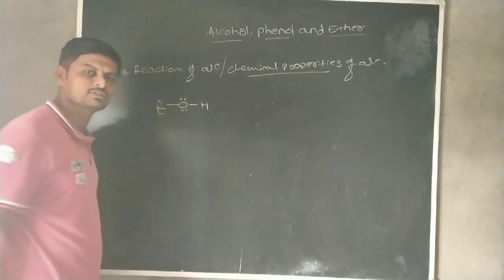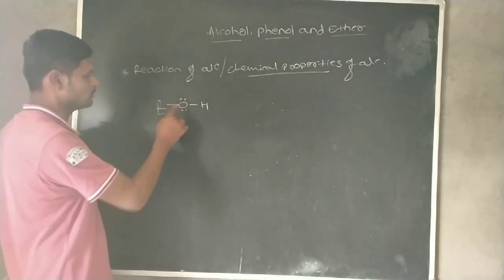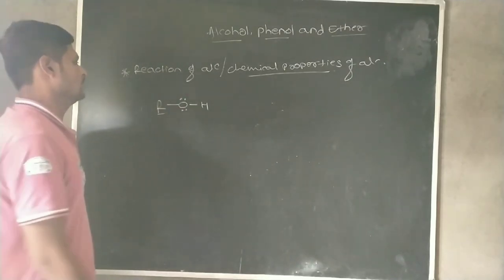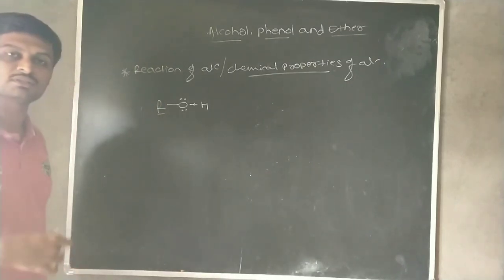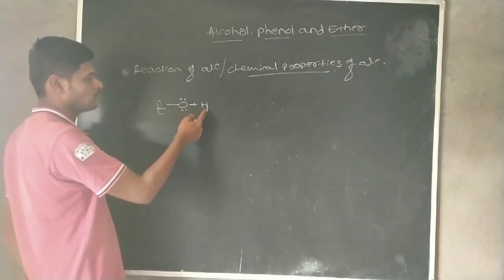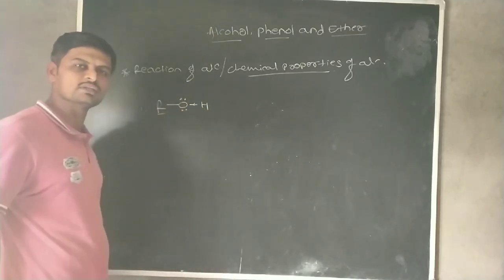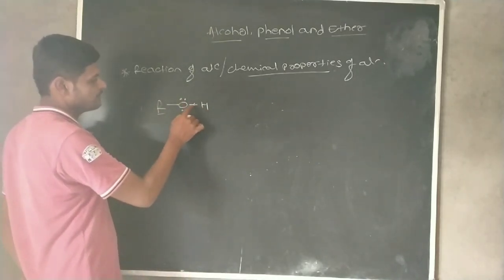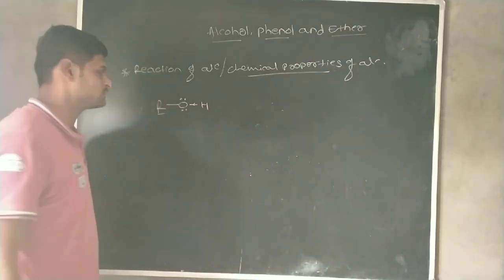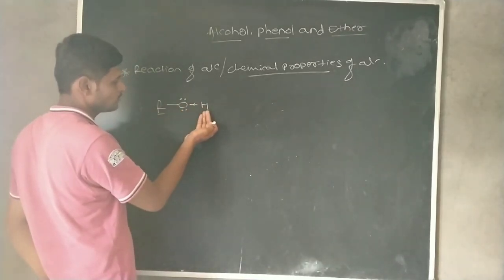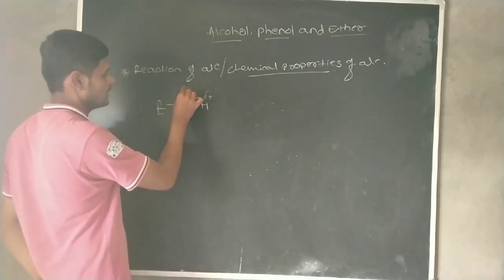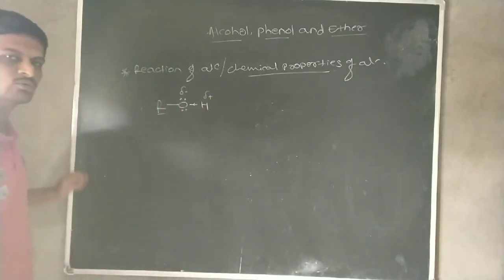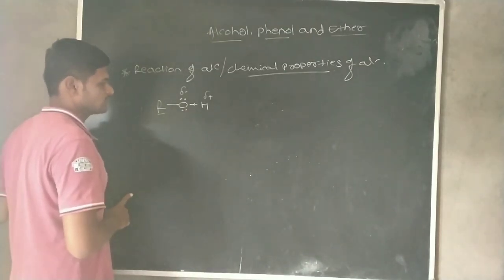In this hydroxy group, oxygen contains a lone pair. Due to this, oxygen attracts the shared electrons from hydrogen towards itself. That means a polar bond is formed between oxygen and hydrogen, because hydrogen becomes partially positive and oxygen becomes partially negative. This is the first point.